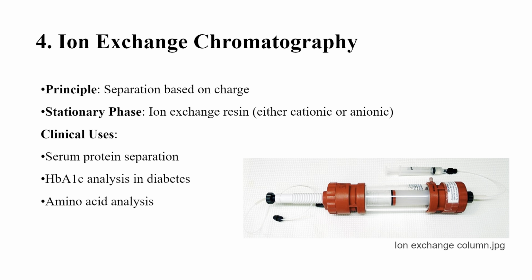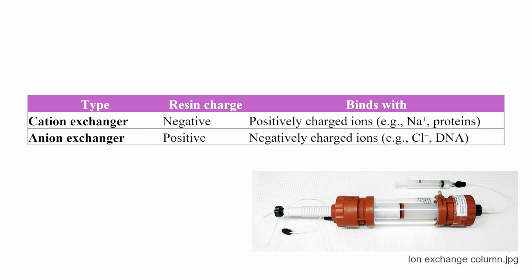The principle here is separation based on charge, ions, right? So the stationary phase here is an ion exchange resin. It can be cationic or anionic. Clinical uses include serum protein separation, HbA1c analysis in diabetes, and amino acid analysis. So it can be categorized as cation exchanger or anion exchanger. Cation exchanger has the resin which is negatively charged, whereas anion exchanger has resin which is positively charged.